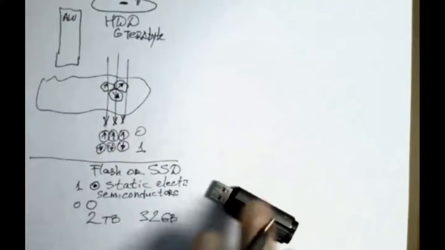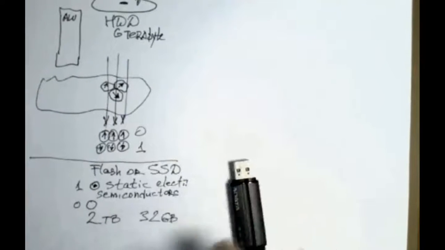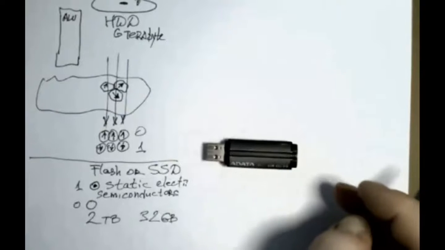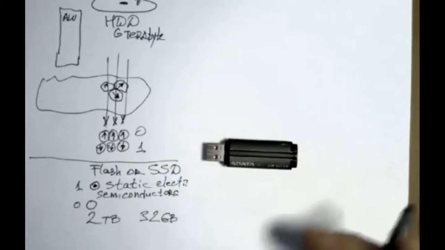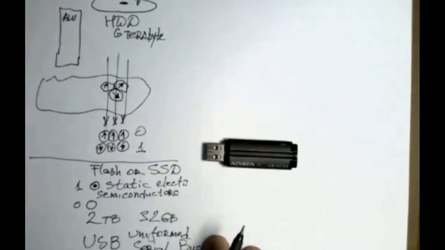Folks, this is actually the interface you can see here, right? Interface is how this flash drive could be connected to the computer. And this is USB connectivity. USB is Universal Serial Bus. Bus is information delivery system. They call it bus because bus is transportation system for the information.